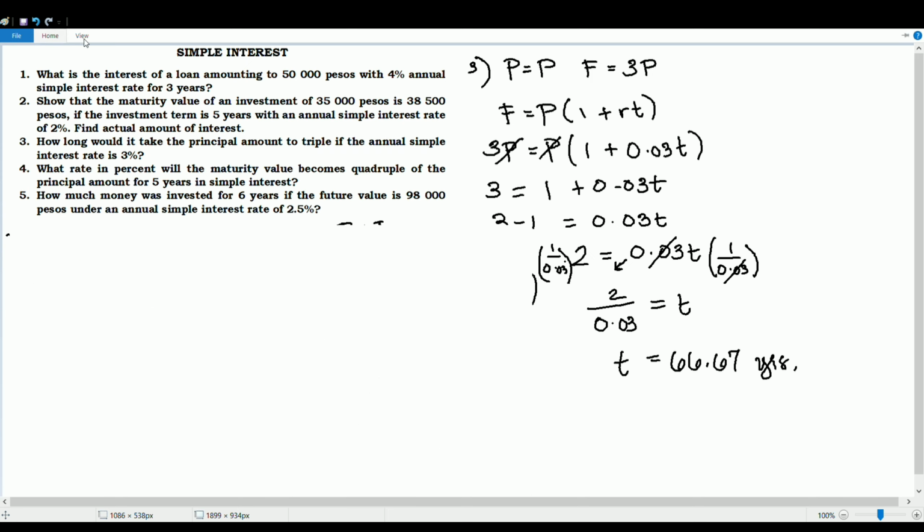So for item number 4, what rate in percent will the maturity value become quadruple of the principal amount for 5 years in simple interest? So in this case, our maturity value F for number 4 is 4 times the principal, with our principal equal to P. We are looking for the rate. And given the term is 5 years.